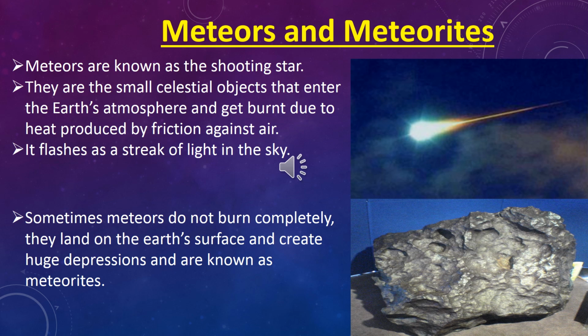Sometimes meteors do not burn completely. They land on the Earth's surface and create huge depressions and are known as meteorites. Huge depression means bade gadhe. It creates huge size holes in the surface, and what we get, the part which is not burned properly or completely, that is called meteorites.